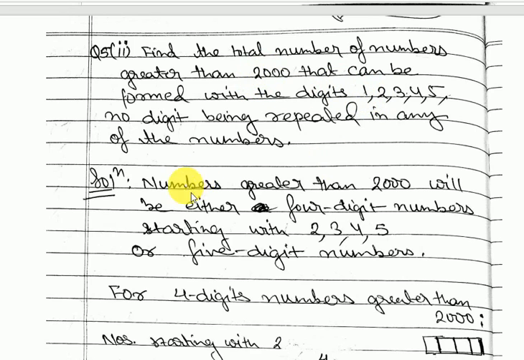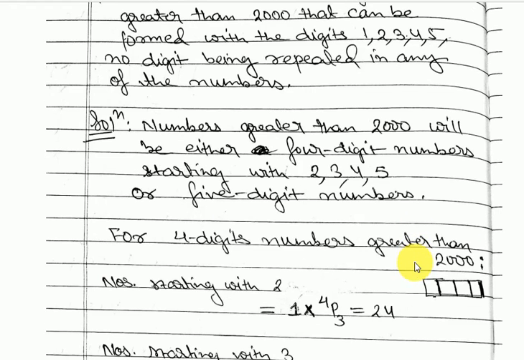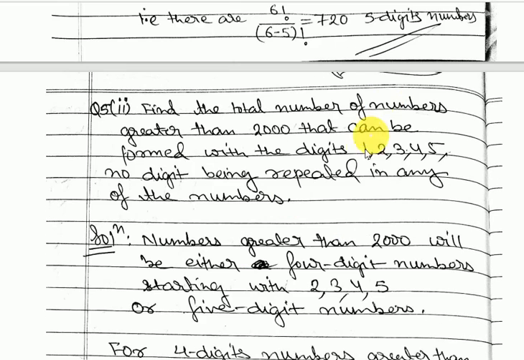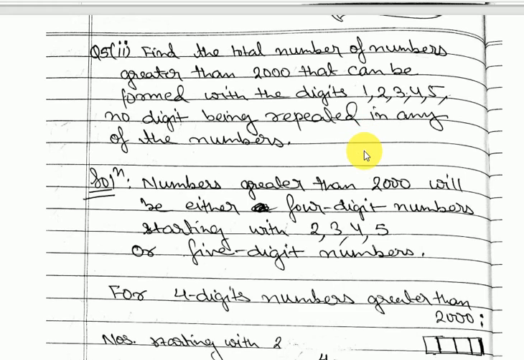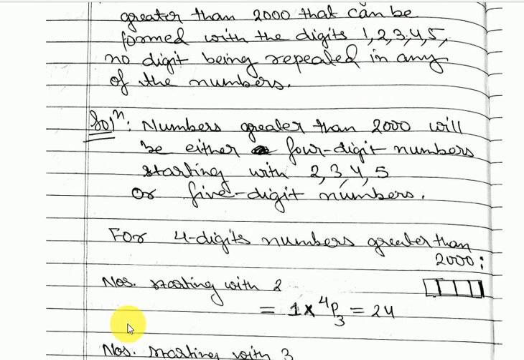Okay, so let's see. Numbers greater than 2000 will be either 4 digit numbers starting with 2, 3, 4, 5, or they will be 5 digit numbers. Okay, why 5 digit numbers? Because we cannot have a 6 digit number, because altogether only 5 digits are there, so we can have 5 digit or 4 digit numbers.